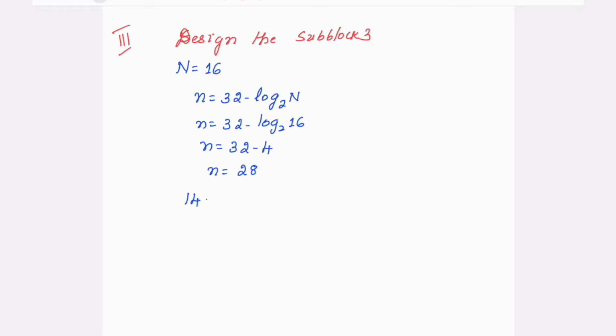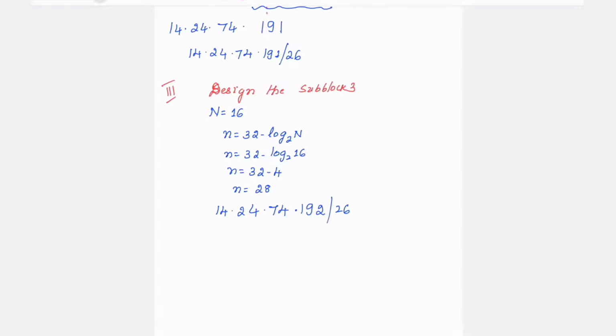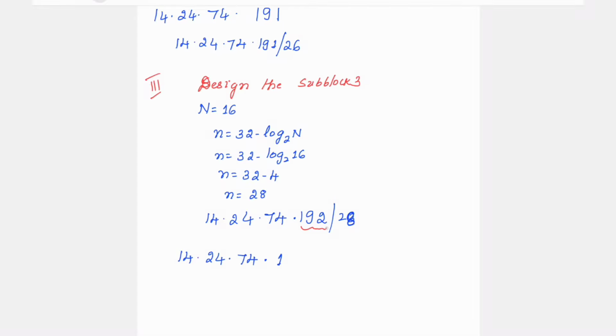I'll write down 14.24.74. The first address in this subblock was 192/26. To get the last address, I have to keep 28 bits as it is. So 24 are getting covered in the first 3 bytes. I don't have to convert that into binary. The remaining 4 bits are coming into the last byte. So for that reason I will convert only the last byte into binary.